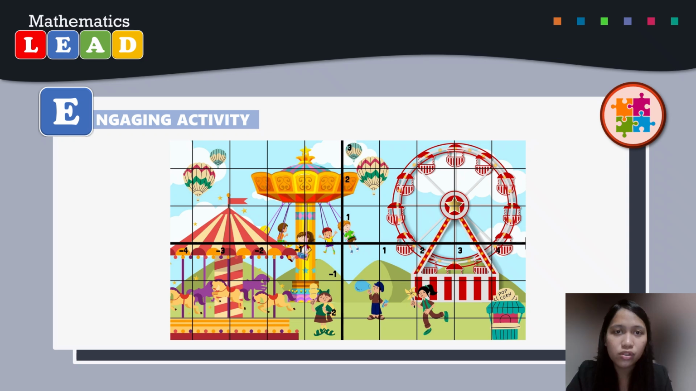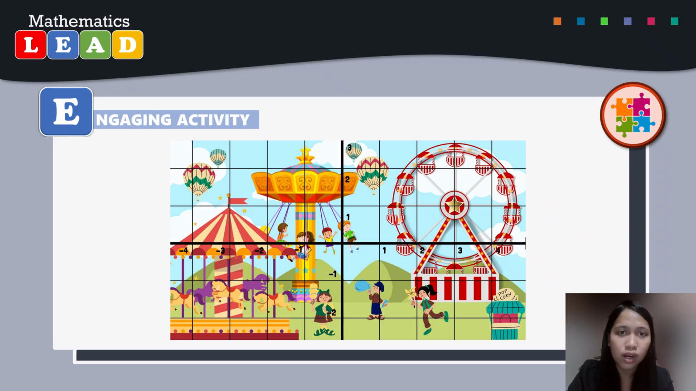Now, I want you to look at the picture. What are the rides that you've seen in the picture? Good job, you are familiar with the rides. The rides are namely carousel, Ferris wheel, and swing ride. So what are their similarities? Great! One of their similarities is they are moving in circular motion.